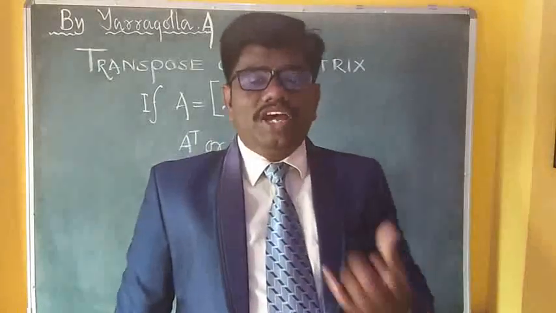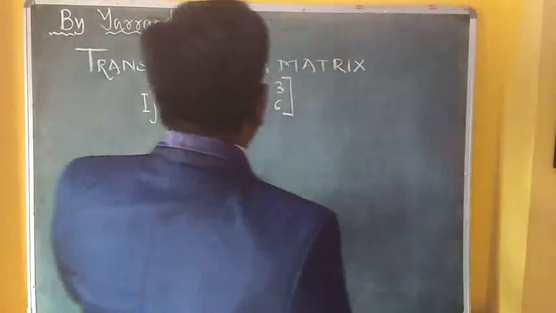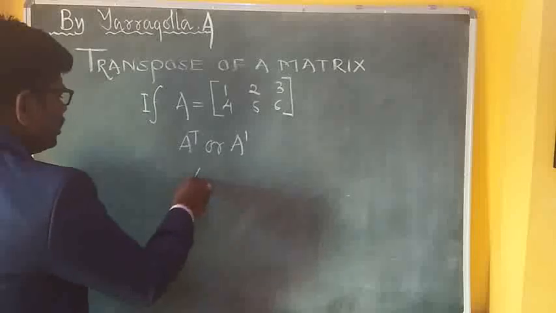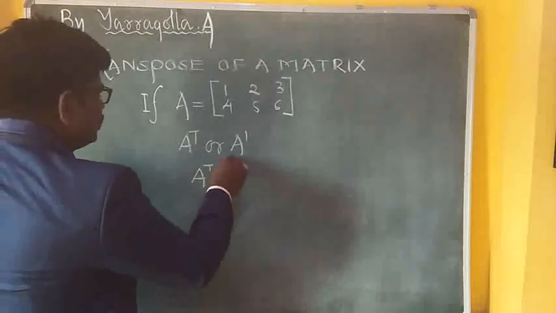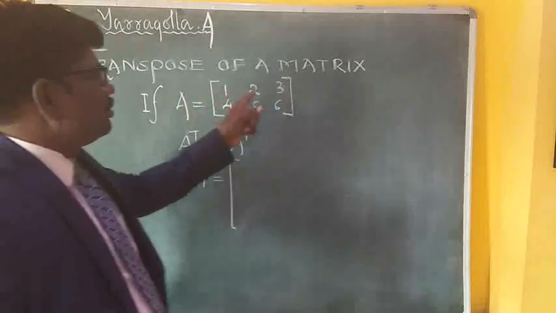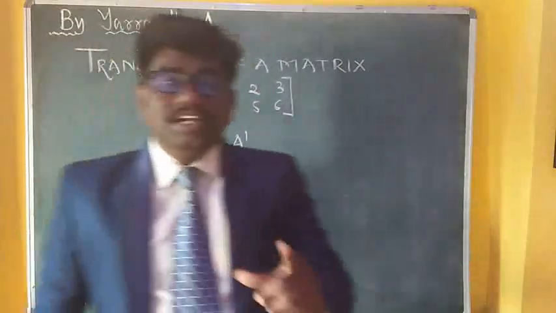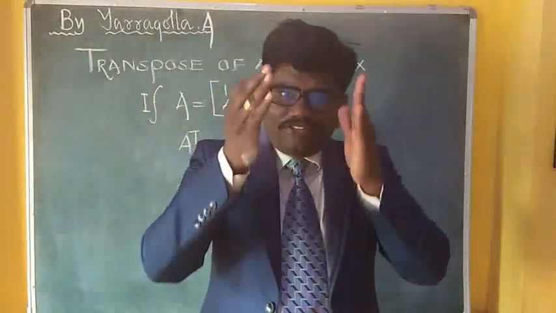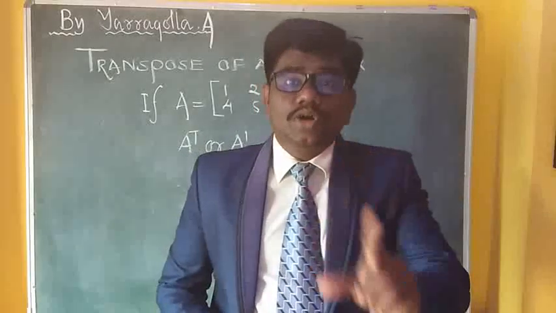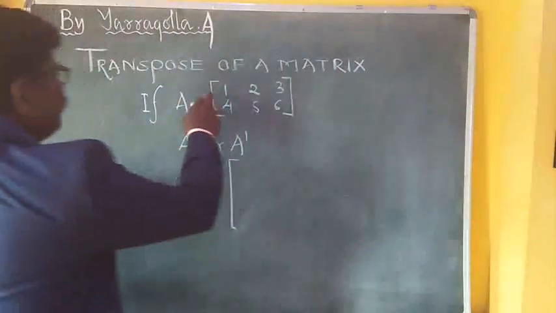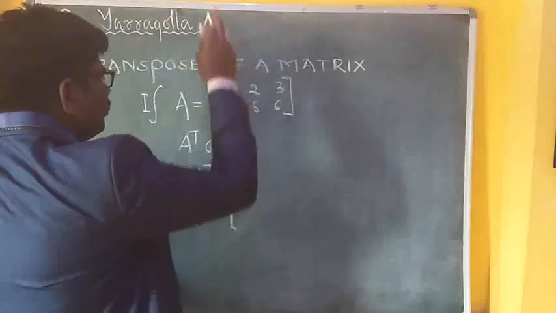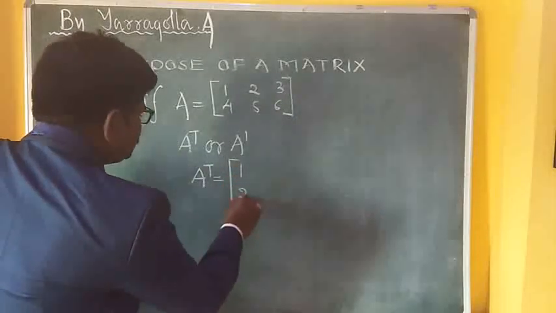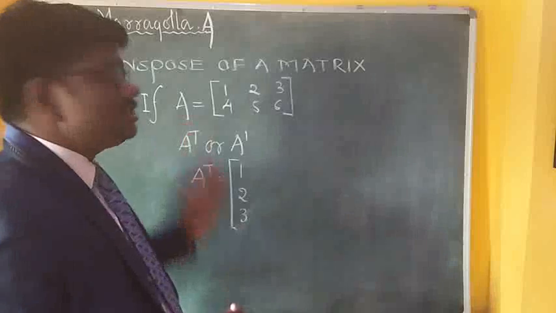Now how you are going to find the transpose of a matrix is you have to interchange the rows and columns of the given matrix like this. See, A raised to T is equal to, now here the first row is 1, 2, 3. You have to write that as the first column. That's what I said: interchanging rows into columns. So the first row elements are 1, 2, 3. Now write them as the first column elements. See, I'm writing them as the first column elements.